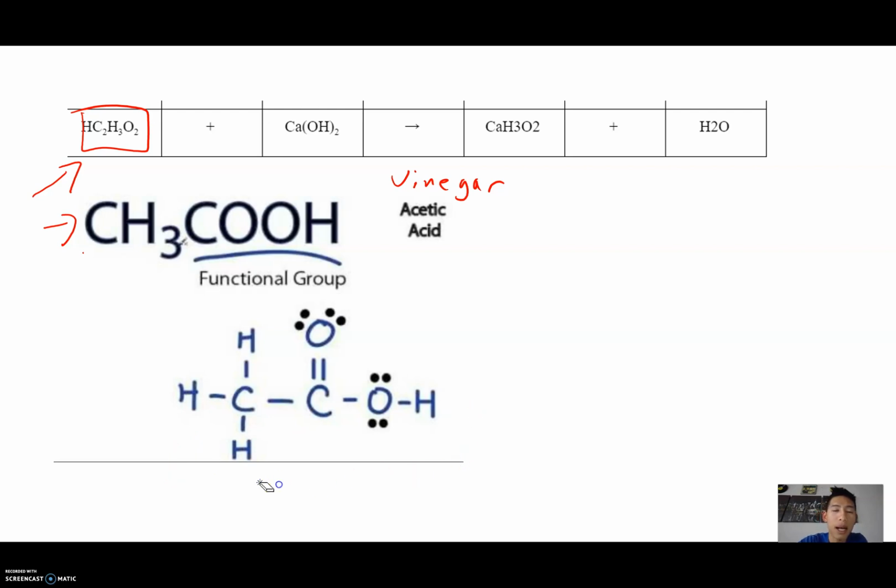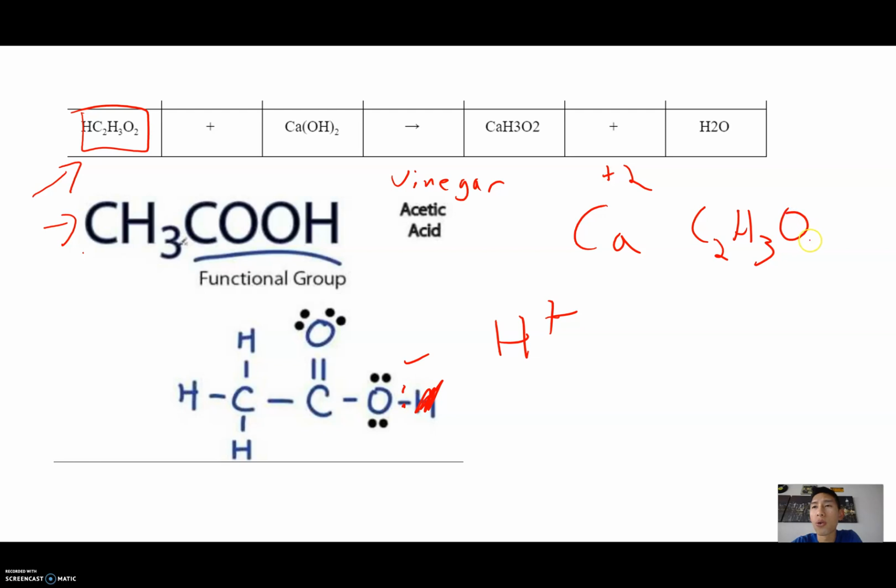And so when it becomes an acid, this particular H pops off and it forms H plus, and this becomes a minus, or the acetate ion. And that is in our periodic table, and the salt that it would form here, in this case, for example, would be Ca, which is a plus 2, and we would have C2H3O2, which has a charge of -1, which is what we see here.